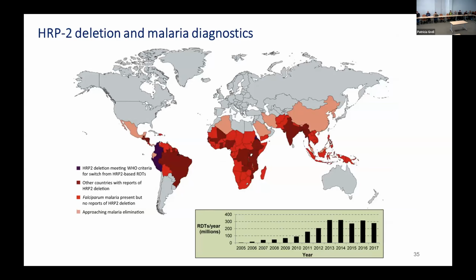And this has been a shift because if you look at the WHO strategies and the WHO report, if more than 5% of the parasites in the area are deleted for HRP2, this country should switch from an HRP2-based rapid diagnostic test to another type of test, which are either less sensitive, less stable, or have some other limitations.